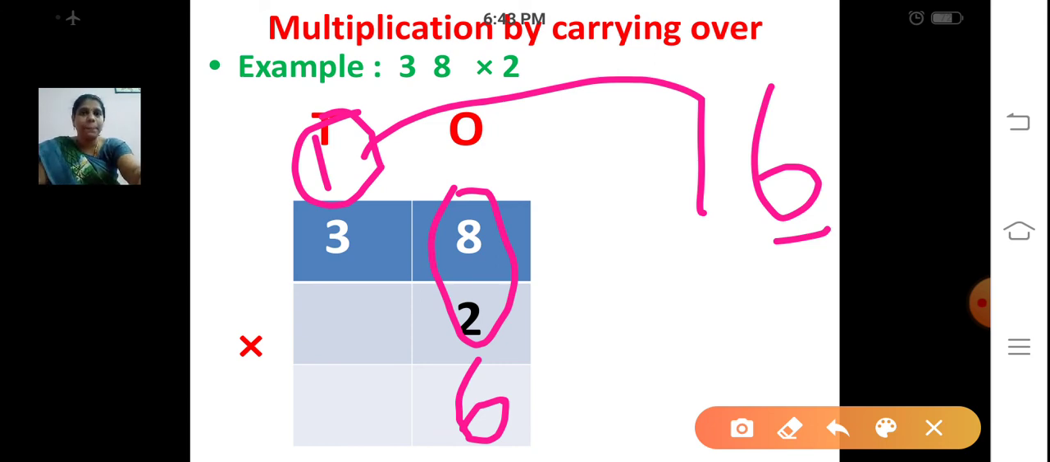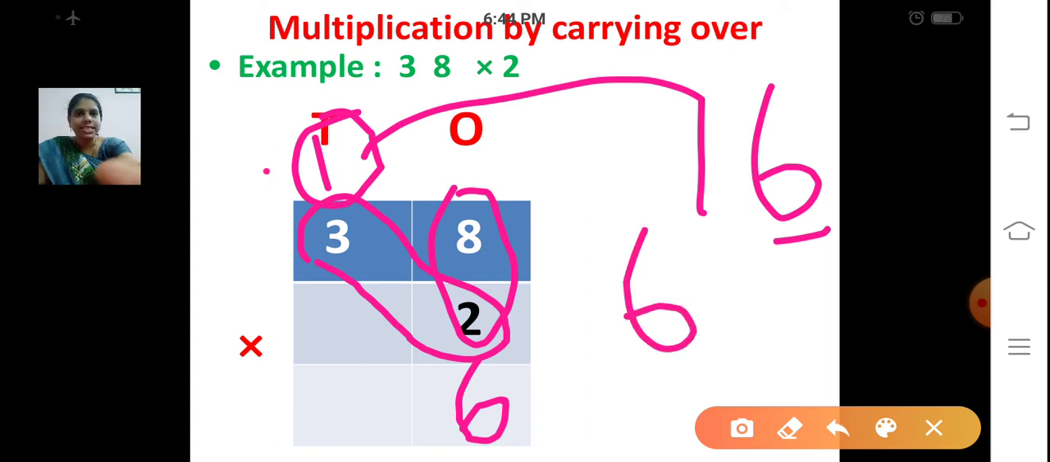Now what is the second step? We are going to multiply the digit at the tens place by this number 2. 3 2s are 6. And after this, don't forget to add this carry over. 6 plus 1. Don't forget to add the carry over or else the entire sum will go wrong. So 3 2s are 6, 6 plus 1, 7. Write it down. 38 into 2, 76.